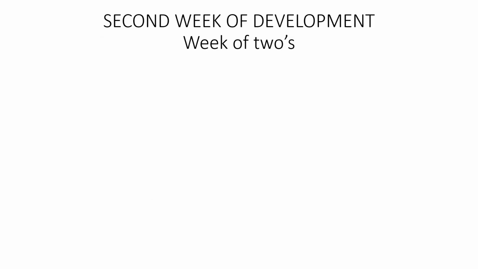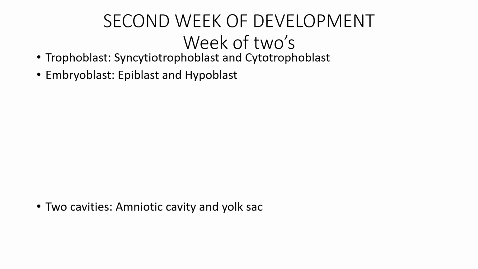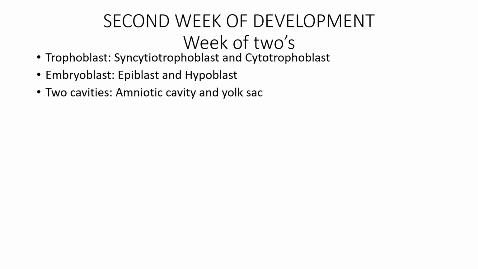So we will revise the changes occurring in trophoblast and embryoblast at the second week of development. It is known as the week of twos. It follows the rule of two. Here the trophoblast is differentiated into two layers: inner cytotrophoblast and outer syncytiotrophoblast. Embryoblast is differentiated into a bilaminar germ disc with upper lamina of epiblast and lower lamina of hypoblast. Then two cavities are seen: the amniotic cavity and the yolk sac.